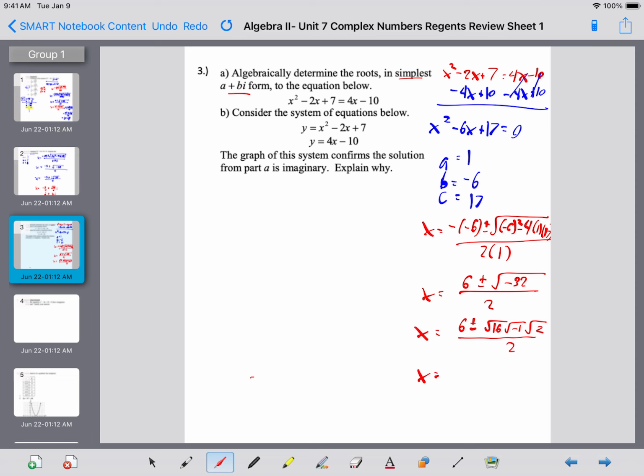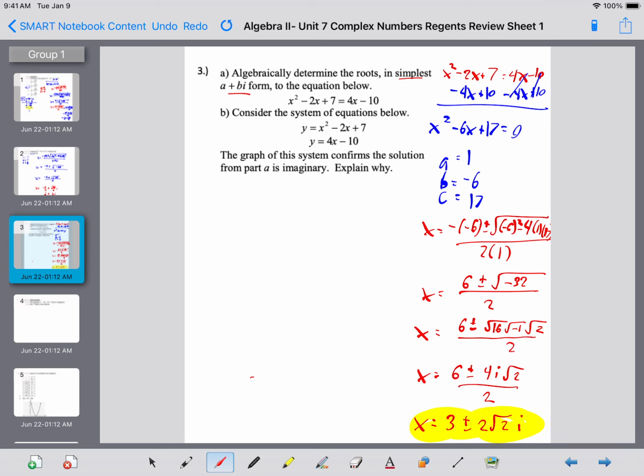So we have 6 plus or minus 4i radical 2 over 2. And then lastly we simplify that. 6 divided by 2 is 3. 4 divided by 2 is 2. And it wants it in a plus bi form, so 3 plus or minus 2i radical 2. That's your answer. Those are your two solutions.